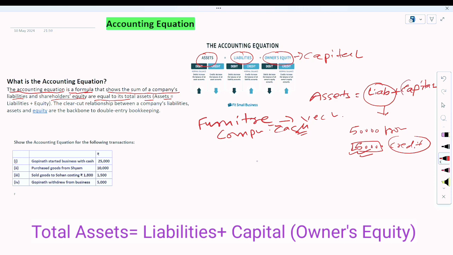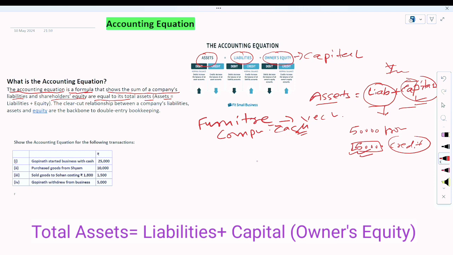And capital means whatever amount you have invested in your business at the time of starting, at the time of commencement of your business. This amount is known as capital. So in this accounting equation chapter, we will use this formula which is assets equal to liabilities plus capital. It means there may be a few transactions related to assets, liabilities or capital. We have to make an equation of these things.